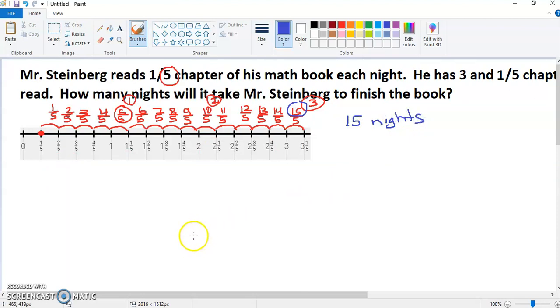Okay, so I hope that makes sense. And all we did was count by unit fractions, right? We counted one at a time. We counted 1/5 all the way down until we finally reached 3 1/5. And it took us 15 times, 15 unit fractions to get there.